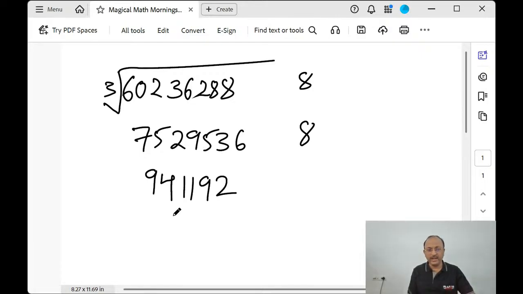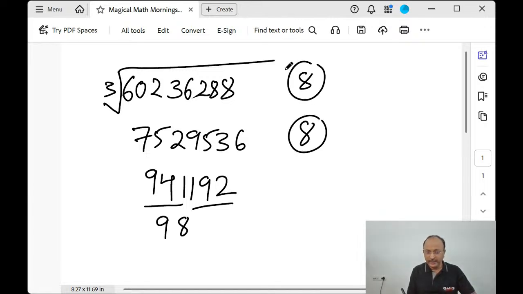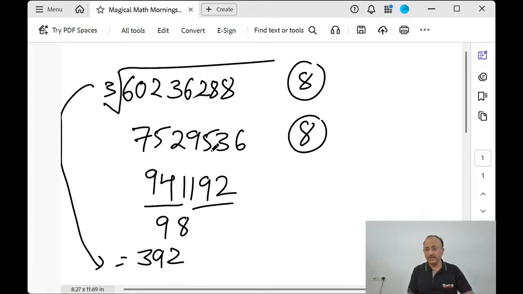Now, directly I will write for this 941 means it's greater than 9 cube. So we'll write 9. And this one 2 means what? The complement is 8. So 98 into 2 we should do. Correct? No, 98 means 196 and 392 is the square root of this. Sorry, cube root of this. Okay? Because I didn't want to make a mistake, there was a small confusion here.